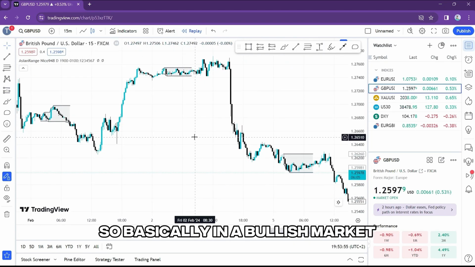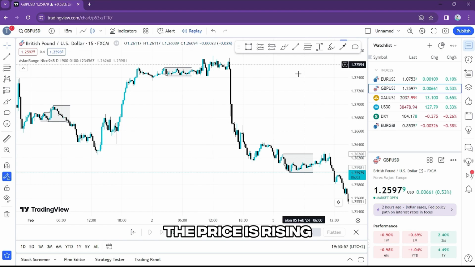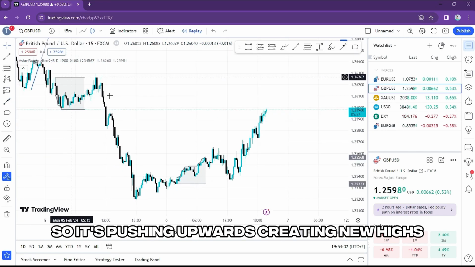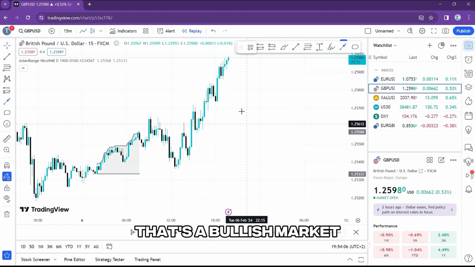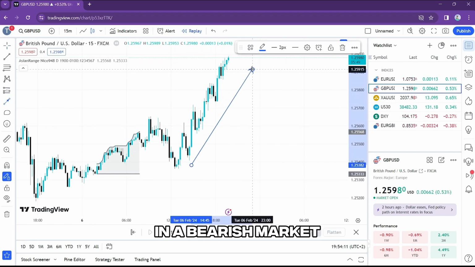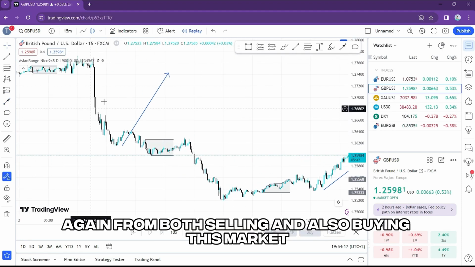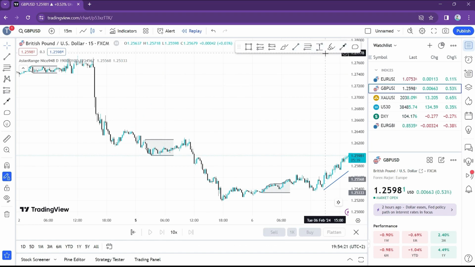So basically in a bullish market, the price is rising, so it's pushing upwards, creating new highs. As you can see here, that's a bullish market. In a bearish market, the price is going down, pushing toward new lows. We can make money from both selling and buying, so that's a bearish market.